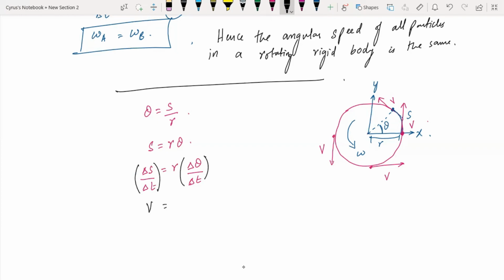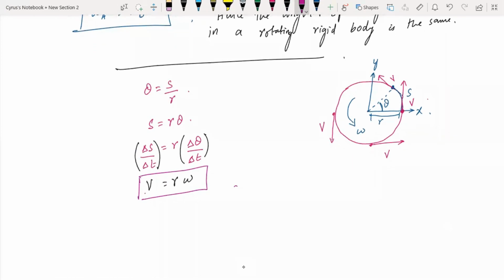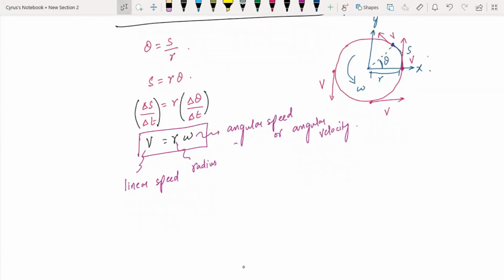And this is the rate of change of angular displacement, which is angular velocity. And we get a formula which is V is equal to R omega. Here V is the linear speed, R is the radius, and omega is the angular speed, or angular velocity if you specify the direction as well. V is equal to r omega, a very important formula.